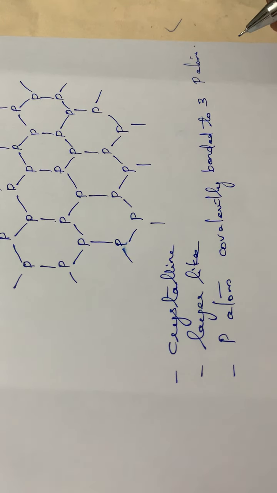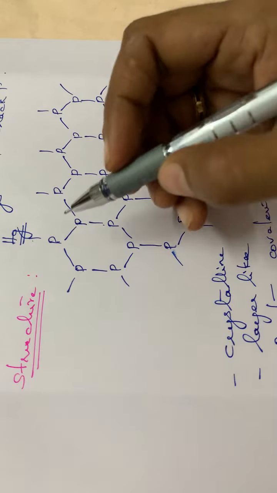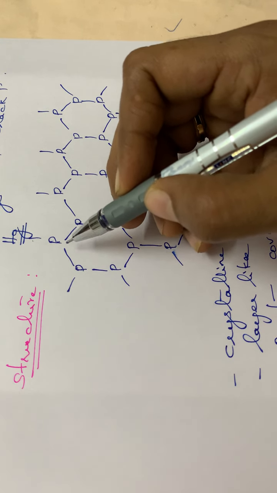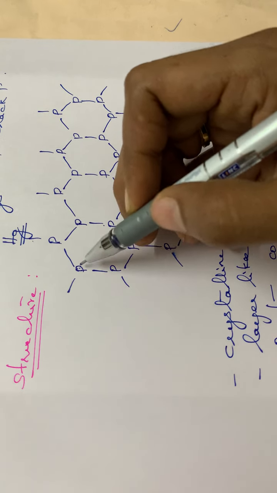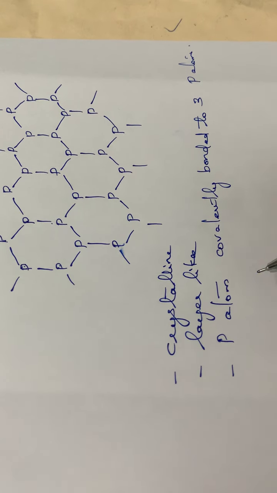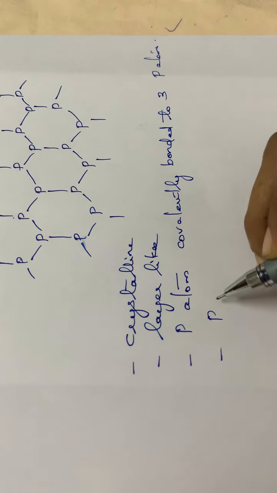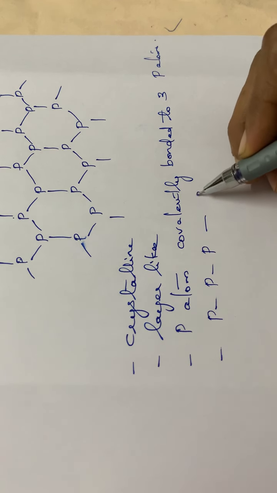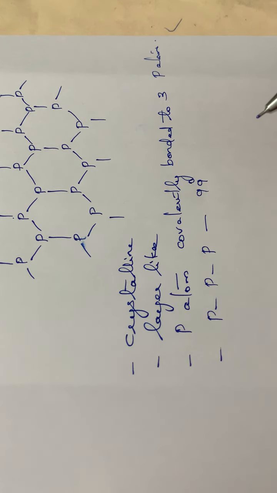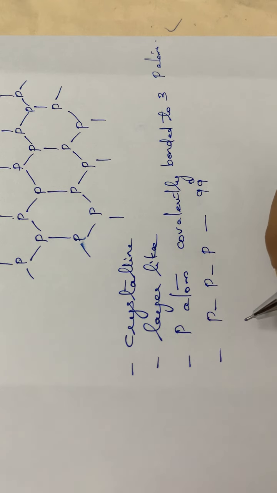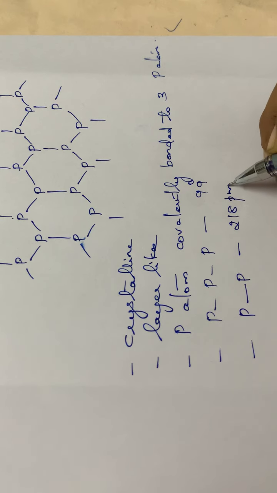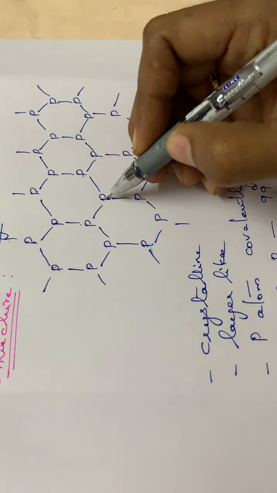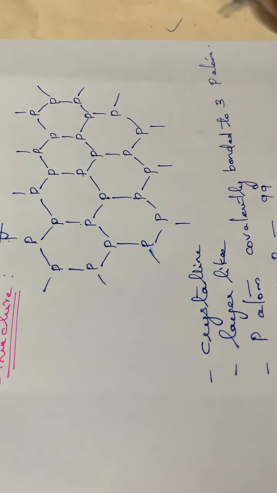Okay, and also while considering the bond angles, this particular P bond angle will be 90 degree. Next, the other P bond angle will be 99 degree. And also the PP bond distance will be 218 picometer. That is, this bond distance will be 218 picometer.